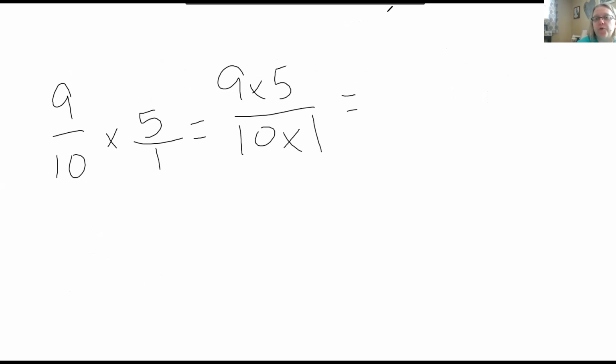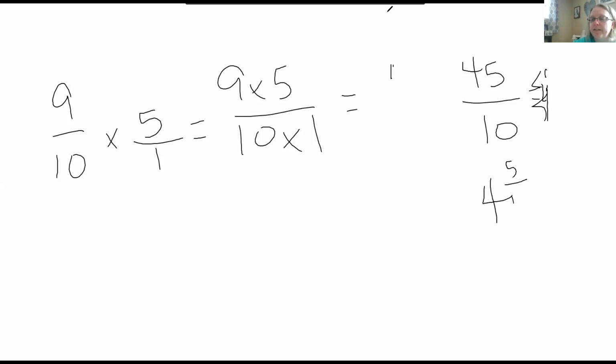9 times 5 is 45. There's that spot on my screen again. That doesn't work. 10 times 1 is 10. 45 tenths. Simplify it down. 10 will go into 45 4 times. 4 times 10 is 40. So if I take 40 out of there, I get 5. My denominator is 10. 4 5/10 then can simplify down to 4 1/2.